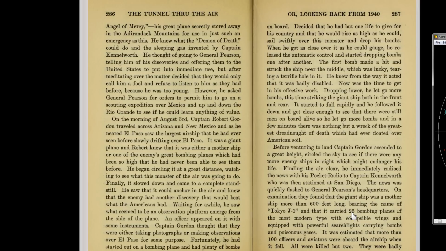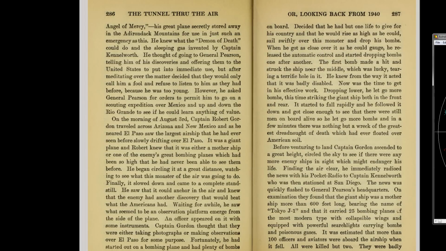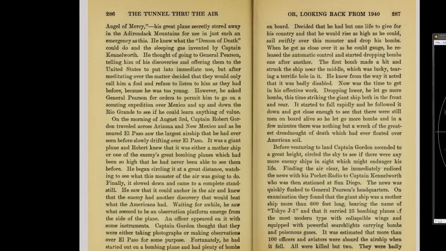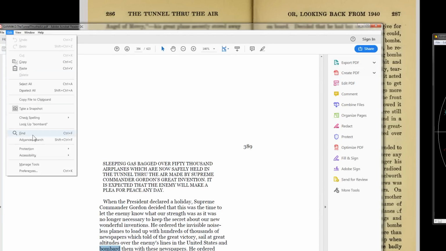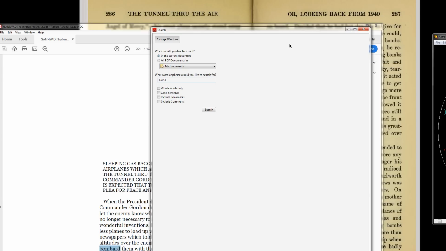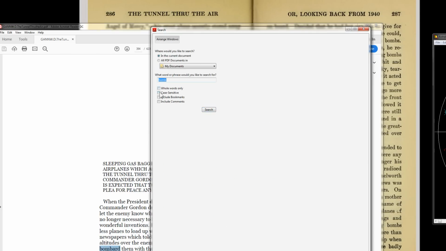Now, I can actually pull up the PDF of The Tunnel Thru the Air, and I use this to search the number of instances of words. If we look up bomb, I did a search so that whole words were not required. Basically, that means we find any word that has the word bomb in it. So it could be bomb, bombed, bombing, bombs, all that kind of stuff.